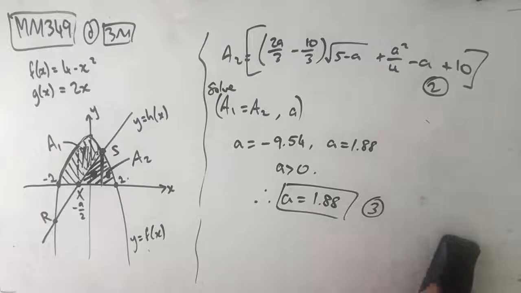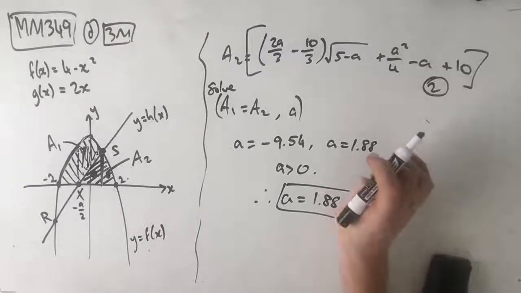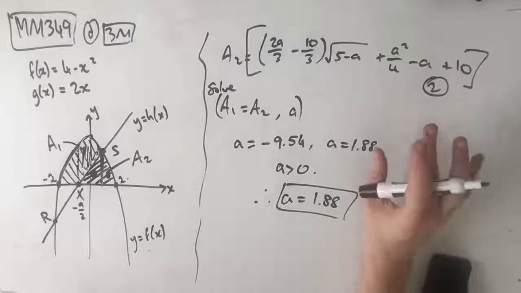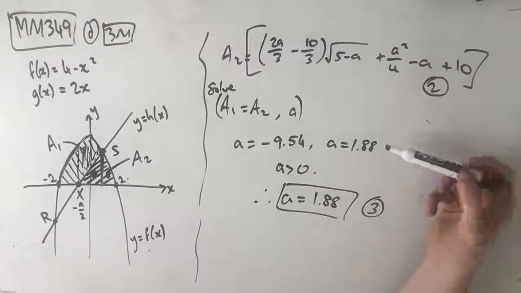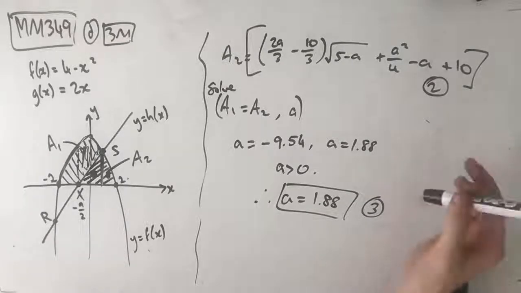This is our third and final mark for part D. I know it's very, very confusing, but all you need to make sure of is that you have all the correct terminals in your integrations. Make sure that you let the areas equal each other and then solve it in CAS and you'll get this. That's it for part D. Let's move on to part E.